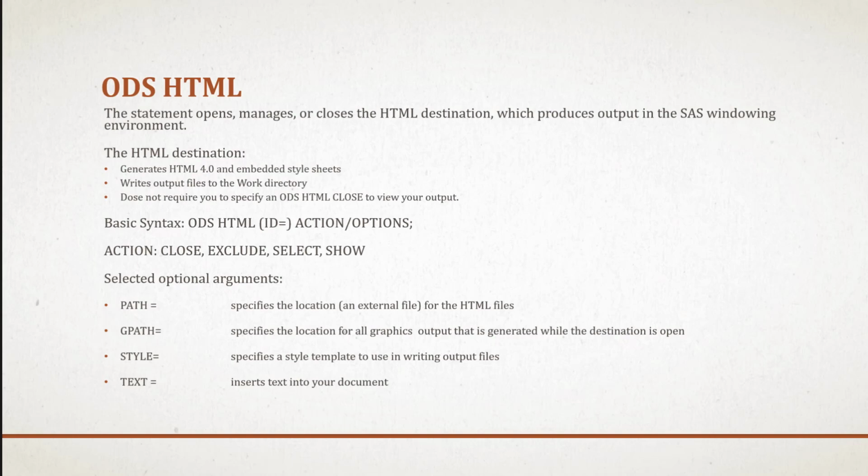Path specifies the location for the HTML files, if you want to save it as an external file. Gpath specifies the location for all graphics output. Style specifies a style template to use in writing output files. Text inserts text into your document.